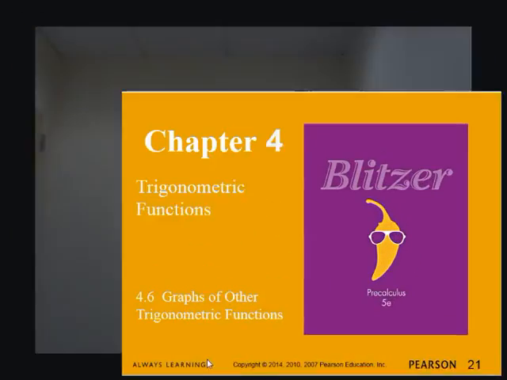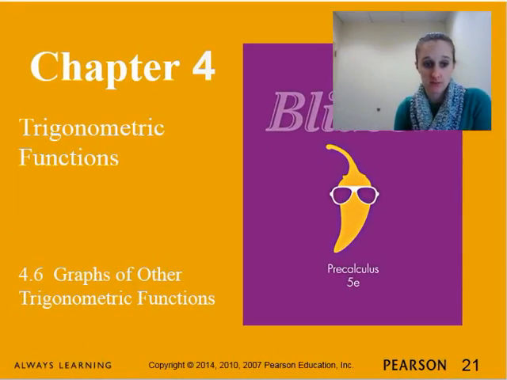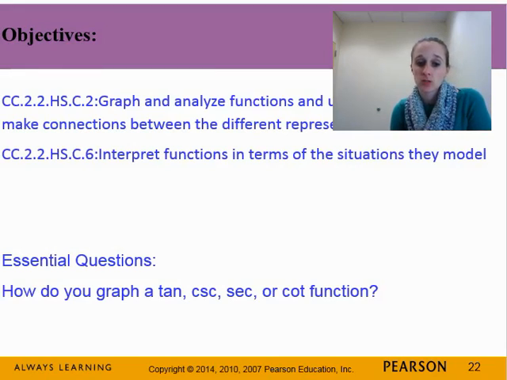This is the second and final part of 4.6, graphs of other trig functions. So this time we're going to talk about secant and cosecant graphs. Our central question is, how do you graph a tangent, cosecant, secant, or cotangent function? Last time we talked about tangent and cotangent, so this time we're going to talk about secant and cosecant.